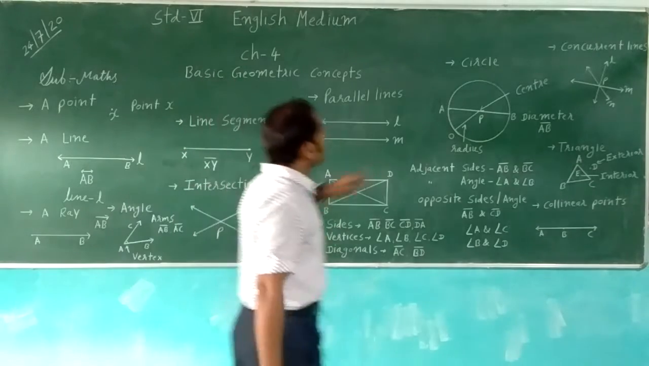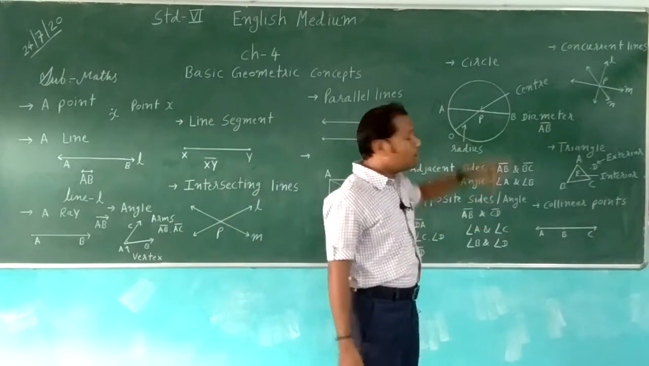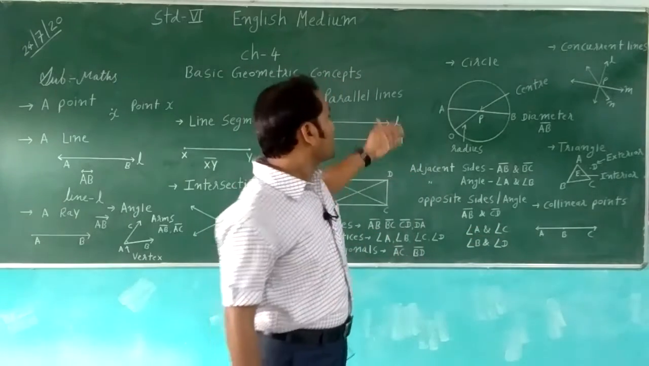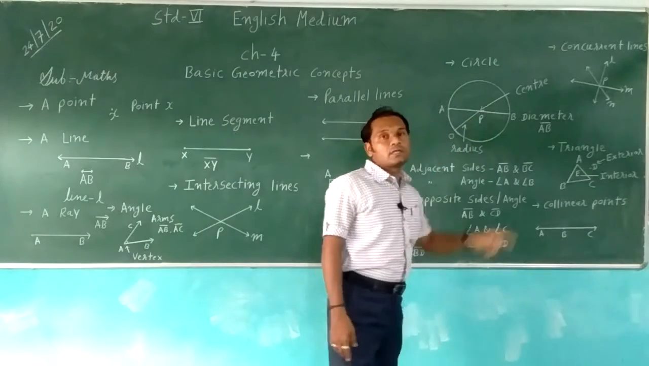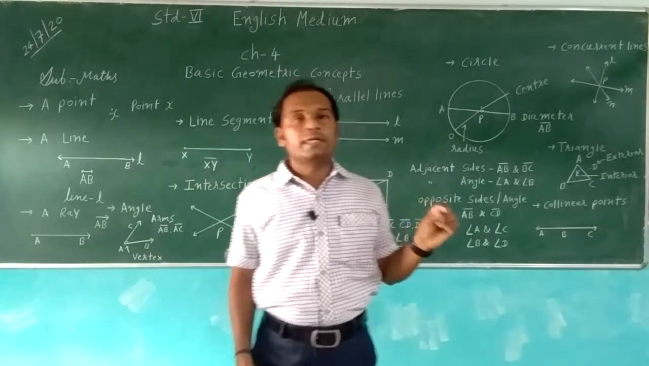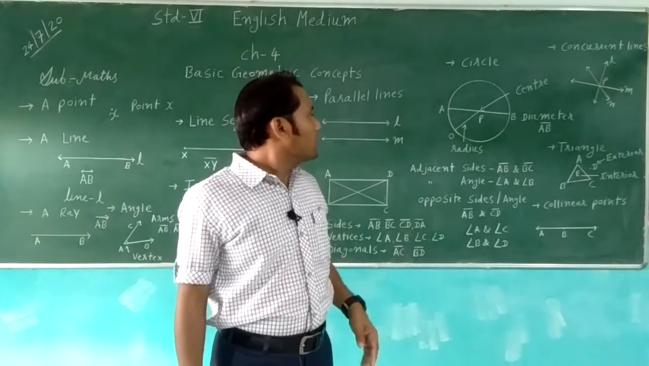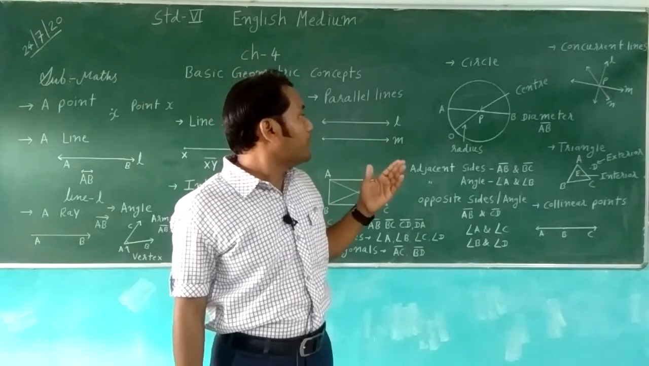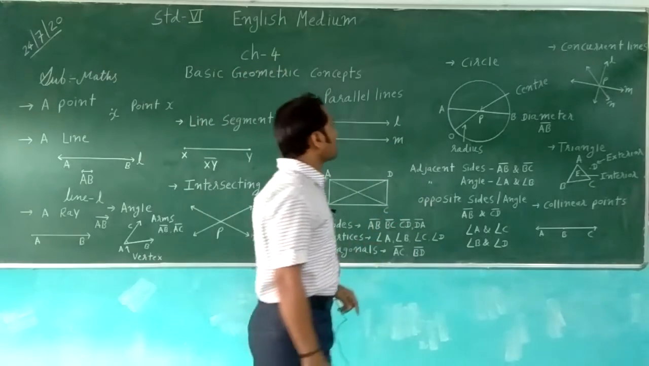Now we'll see about circle. A circle is a round shaped object. Here you can see a circle. The middle point of a circle is called the center of the circle. Here in this circle you can see the center point is P.